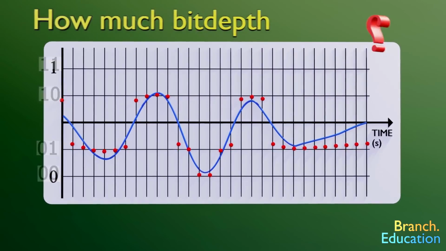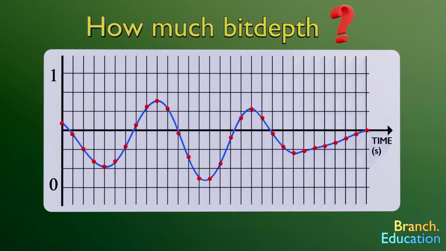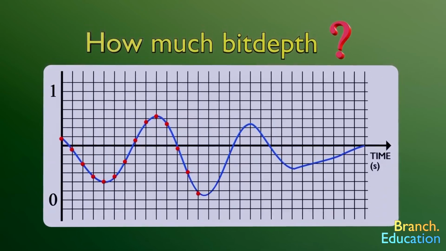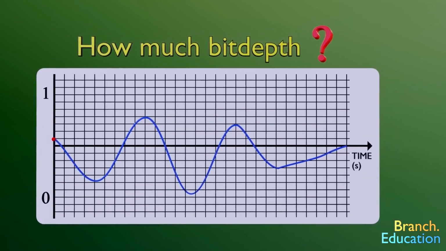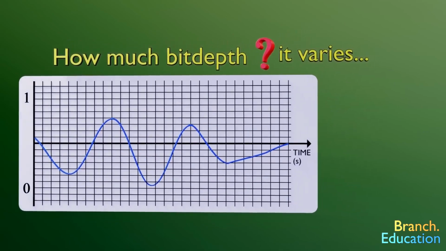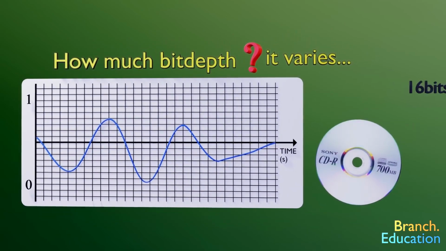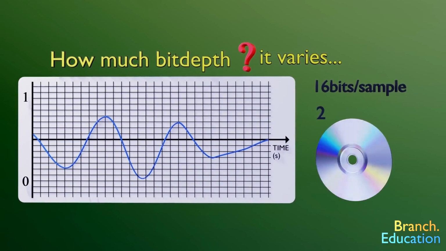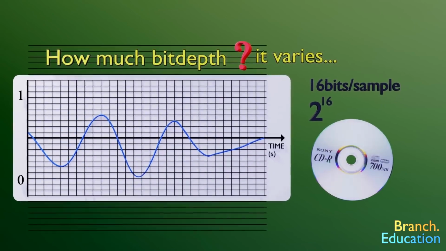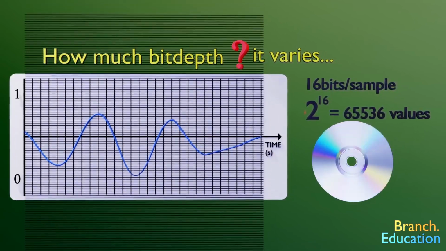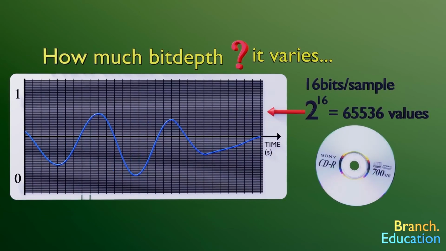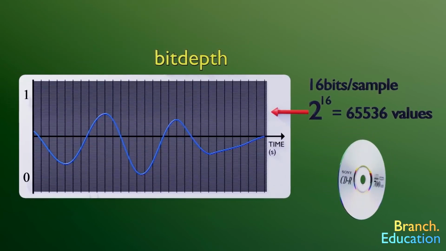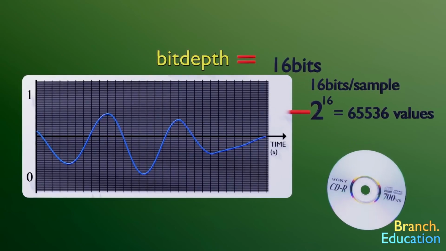Really, the question is, what's the optimal number of values in the vertical axis needed to accurately represent the original audio waveform? And the answer is that it varies. But an audio CD, for example, uses 16 bits for every single sample. With 16 bits, that means that there are 2 to the 16, or 65,536 different values along the y-axis. Or using technical jargon, we say our audio file has a bit depth of 16 bits.